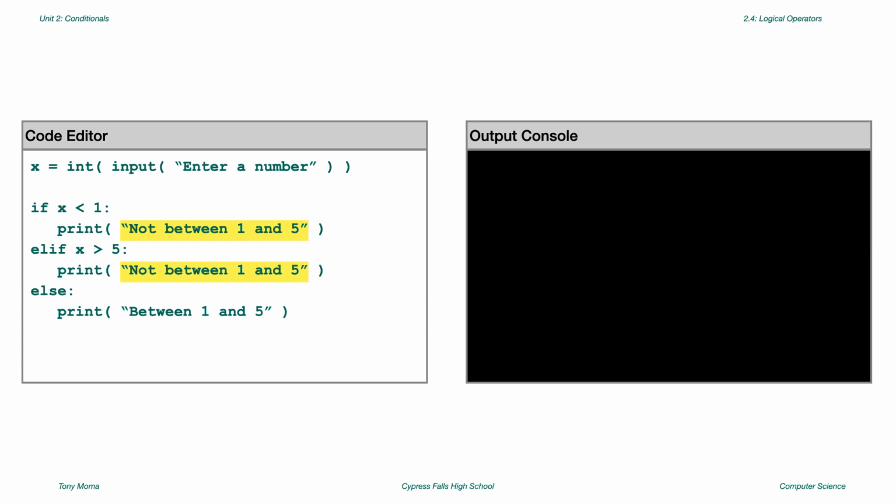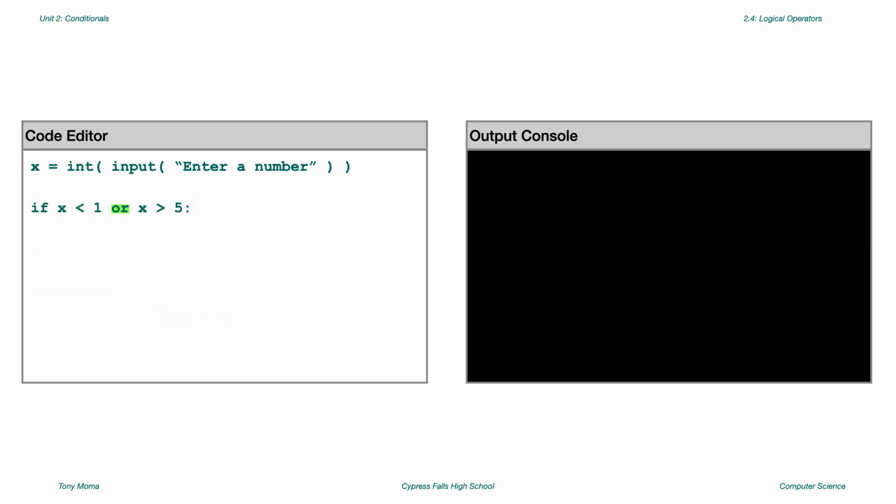Wouldn't it be nice if there was a way we could combine those two conditions into one so as to simply say, if either one of these two conditions are true, then print out not between 1 and 5? Fortunately, Python does provide a way, and it does so with the OR operator. We could state if x is less than 1 or x is greater than 5, then print out not between 1 and 5. Otherwise, print between 1 and 5.